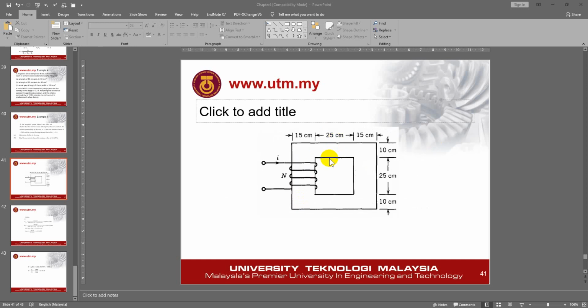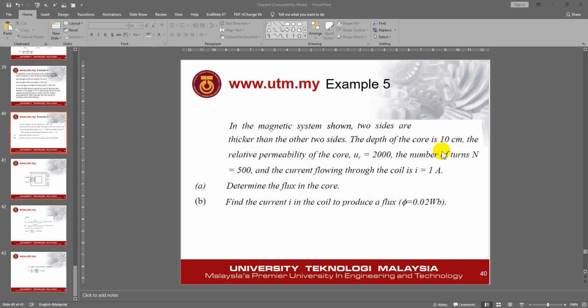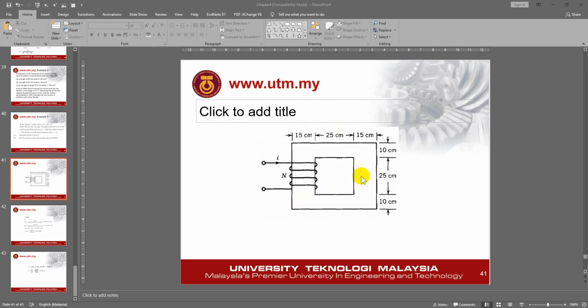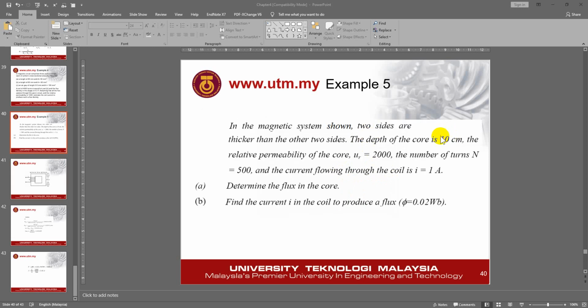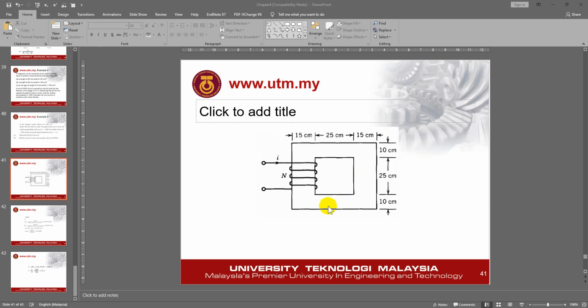For this side, the cross section, which is perpendicular to the flux, okay, flux flows like this. The cross section is 10 cm multiplied by 10 cm, the depth of the core. This one, because flux flows like here, the cross section is here. So 15 multiplied by 10. This one also, because the flux is flowing here, it is perpendicular, the cross section is just here, which is 10 multiplied by 10.